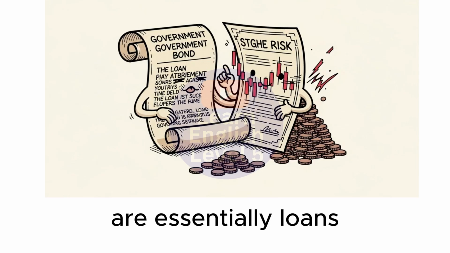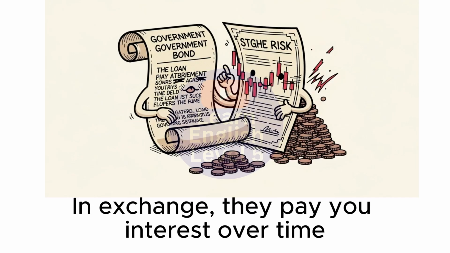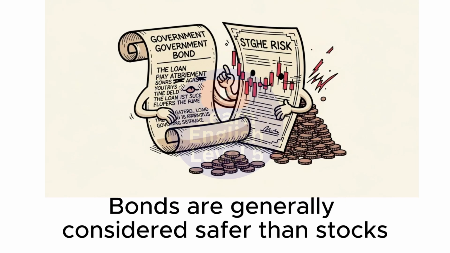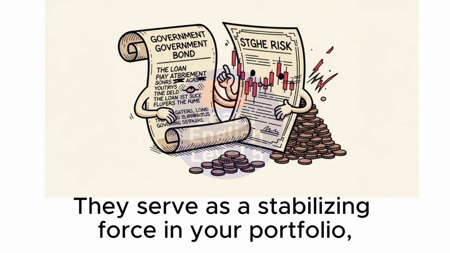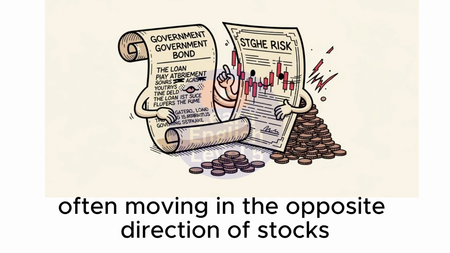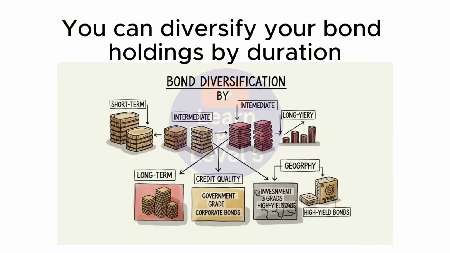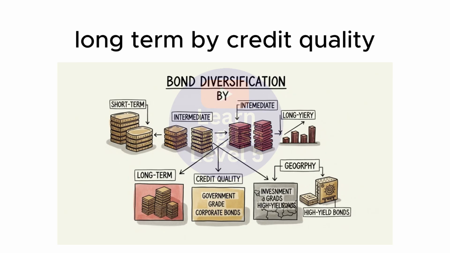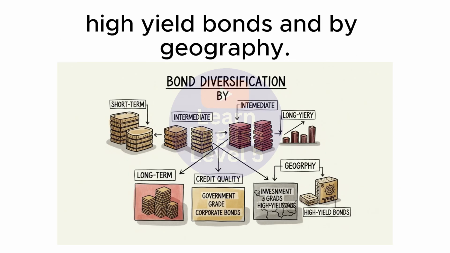Bonds, or fixed income. Bonds are essentially loans you make to governments or corporations. In exchange, they pay you interest over time and return your principal at maturity. Bonds are generally considered safer than stocks, but offer lower returns. They serve as a stabilizing force in your portfolio, often moving in the opposite direction of stocks during market stress. You can diversify your bond holdings by duration: short-term, intermediate, long-term; by credit quality: government bonds, investment-grade corporate bonds, high-yield bonds; and by geography.